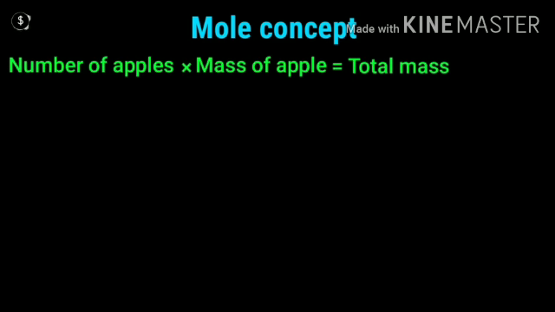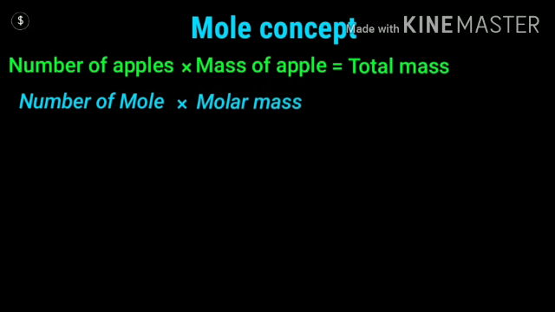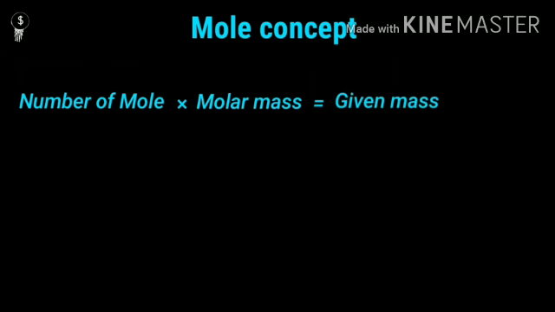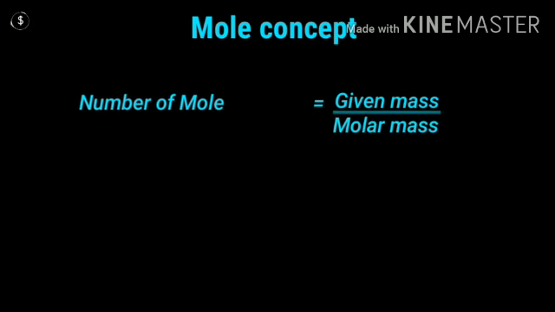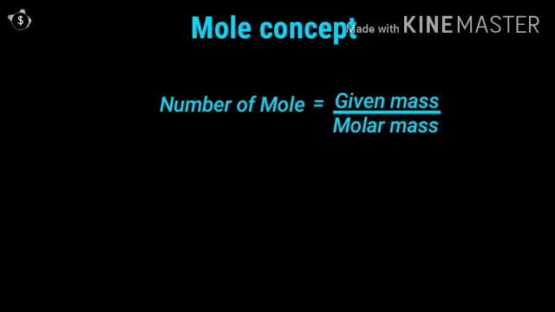But if we have to calculate the mass of atoms or molecules, when we have to calculate the number of moles, we have one formula: given mass equals number of moles multiplied by molar mass. Number of mole means the counting number. So given mass equals number of moles, how many you are counting, into molar mass. And if you have to calculate the number of moles, what formula do you get? Number of moles equals given mass upon molar mass.